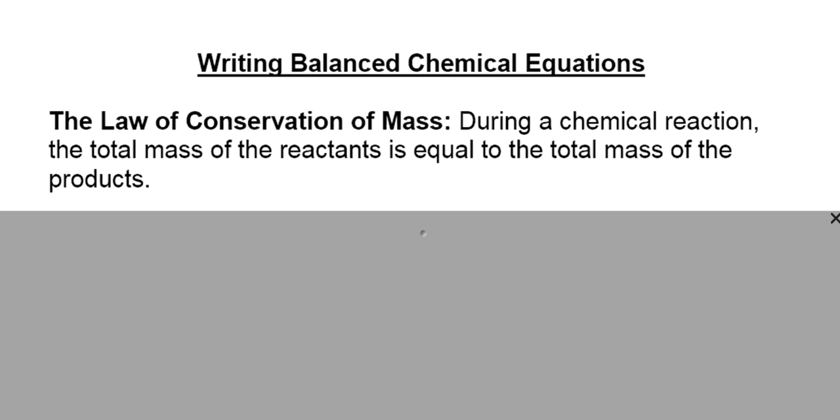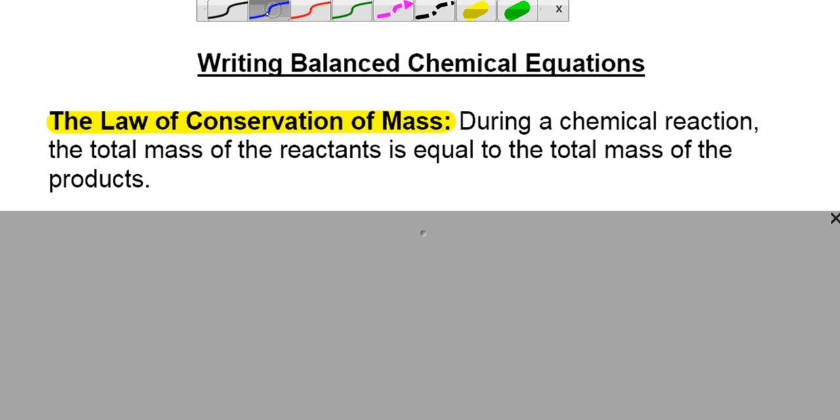So first thing we need to do is review why we balance equations. Hopefully you remember the law of conservation of mass. This is an important law because it tells us what we should expect to see during chemical reactions. It says during a chemical reaction, the total mass of your reactants is equal to the total mass of your products.